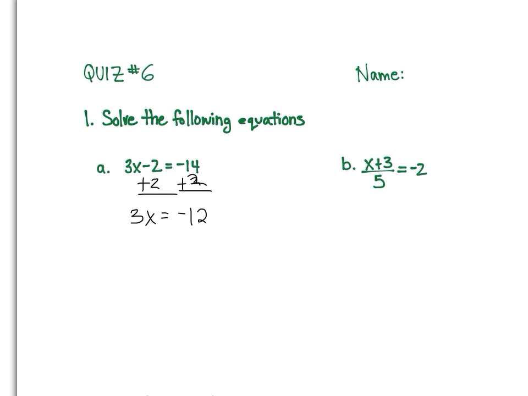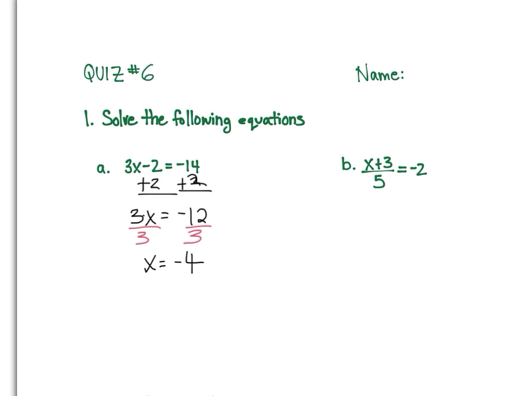Make sure you're watching your signs. And my next step to isolate the variable is to do the inverse of this multiplying by 3. So I'm going to divide both sides by 3. And I'm going to get x equals negative 4. And that's it. All right.